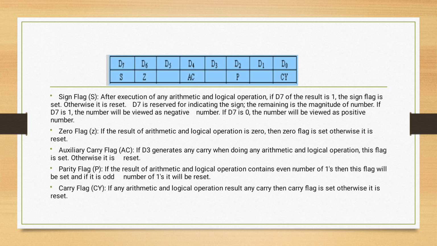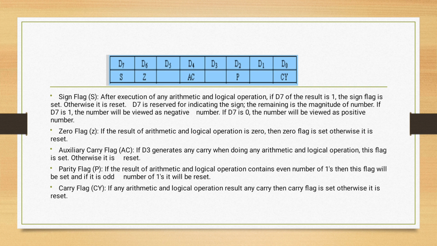Next, auxiliary carry. Auxiliary carry is one of the very important flag bits among the other flags. The auxiliary carry holds the carry out of bit number 3 to bit number 4. When a carry is generated between D3 and D4, then AC, the auxiliary carry, is set to 1, otherwise it is in reset condition.